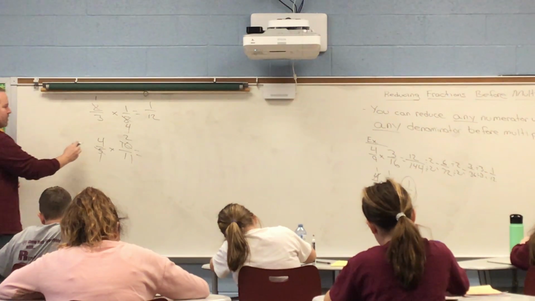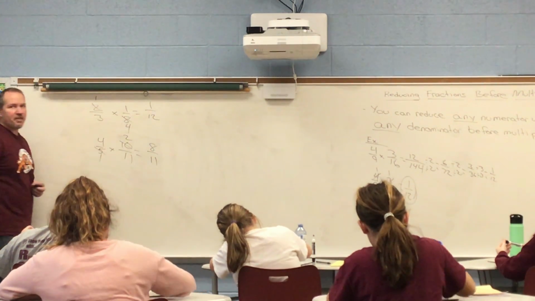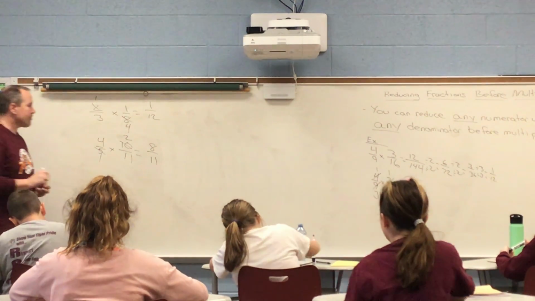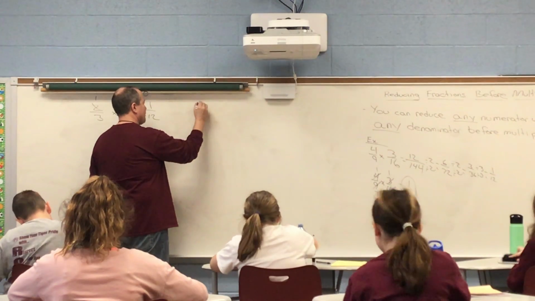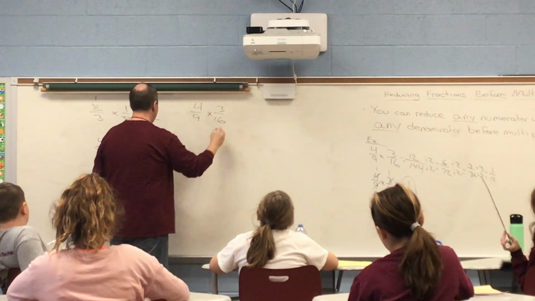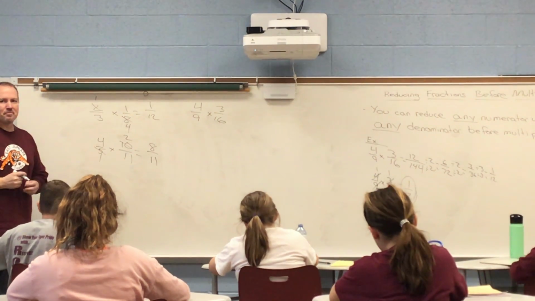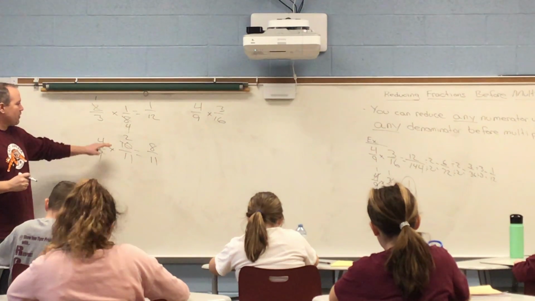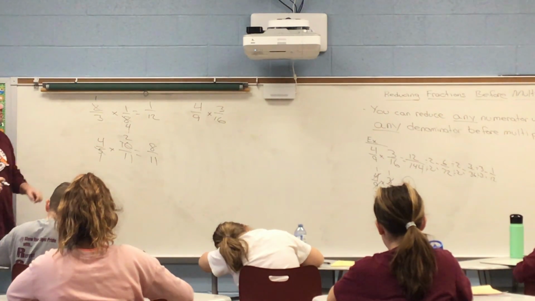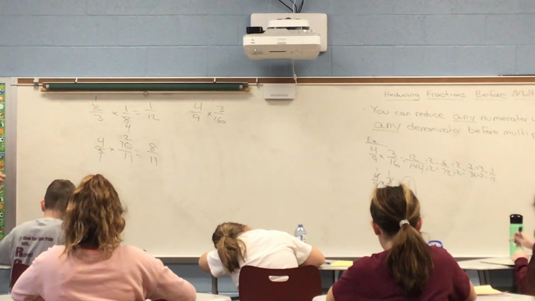So now we multiply. Top times top is 4. Bottom times bottom is 11. Giving you 4/11. What did you do? You can't. It's got to be top with the bottom. Okay? Let's do this one. 4/9 times 3/16.